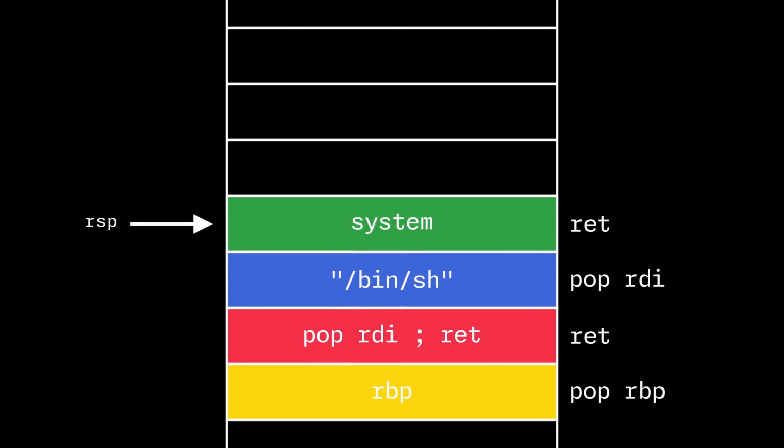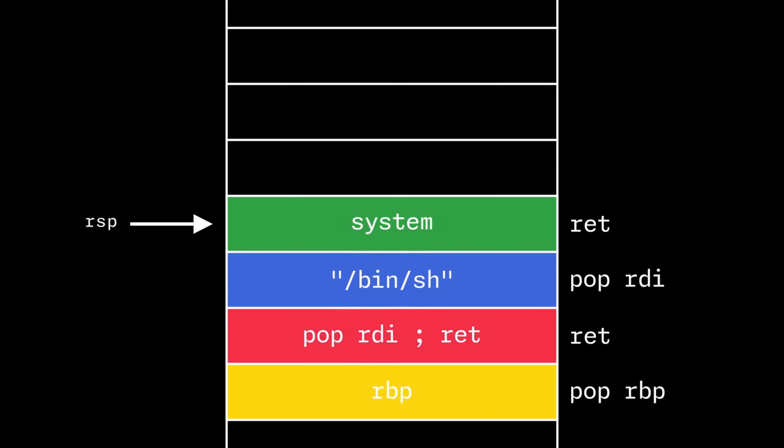Can we pause real quick? Yep. Like to emphasize, this is the stack. RBP is a value, pop RDI ret is an address, but sh is, what is it? It's an address. Yeah, and then system is an address. Yeah, they're all addresses. So address to those instructions, address to that string, address to that function. And those are located on the stack, and those are what you would write in your payload.